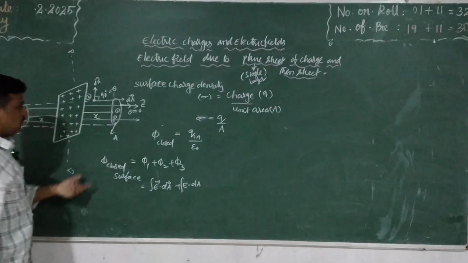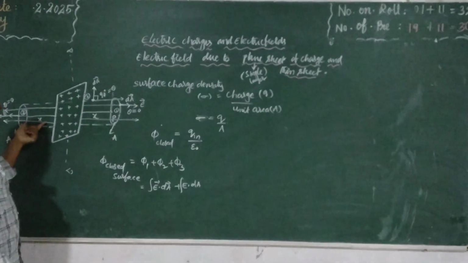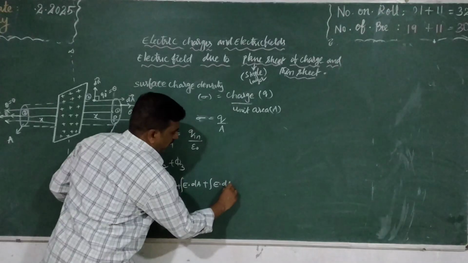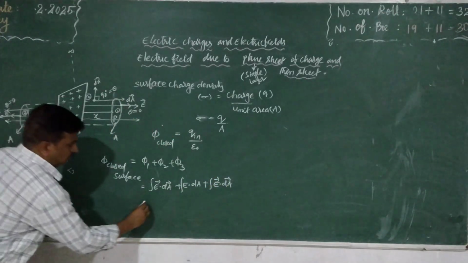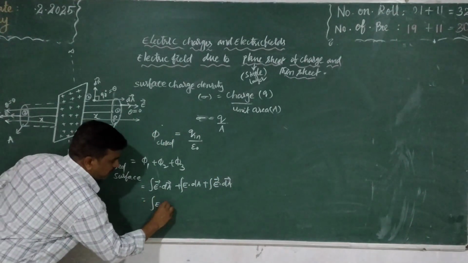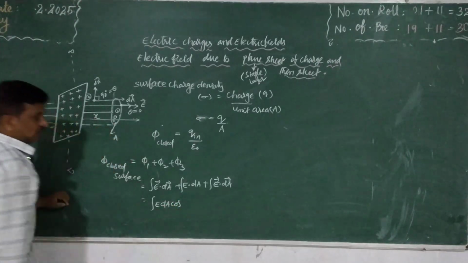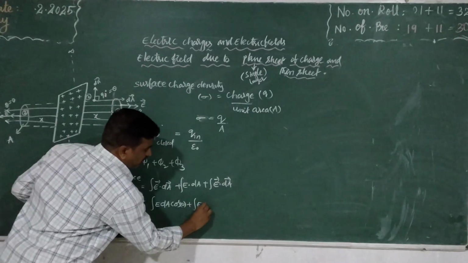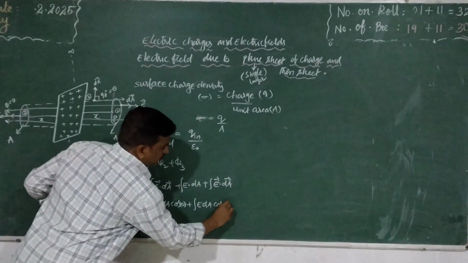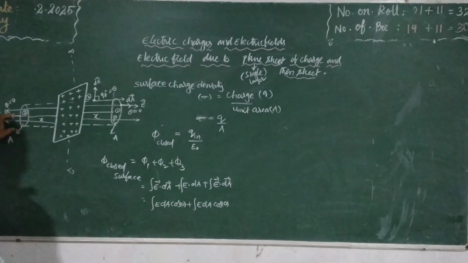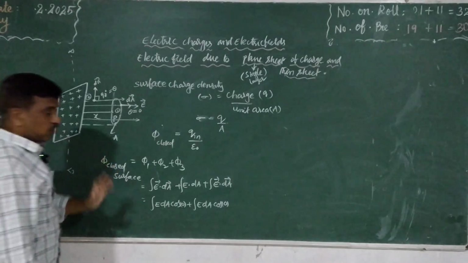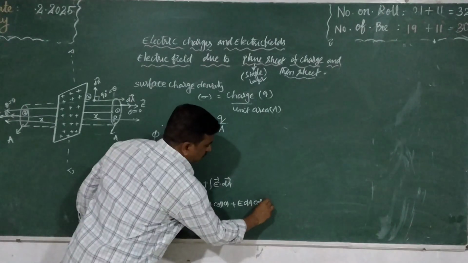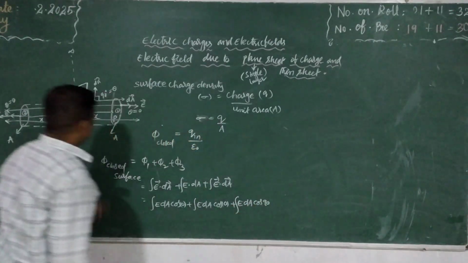First surface, second surface, third surface. For phi 3, E dot dA vector means integral E dA cos theta. Theta is 0 here, cos 0, plus integral E dA cos 0. Here also the area vector and electric field vector are in the same direction, theta equal to 0, plus E dA cos 90.